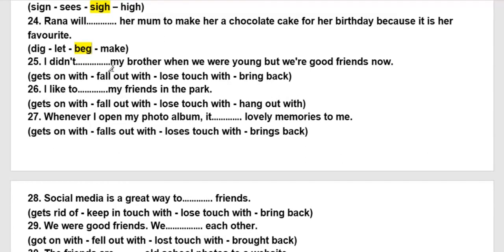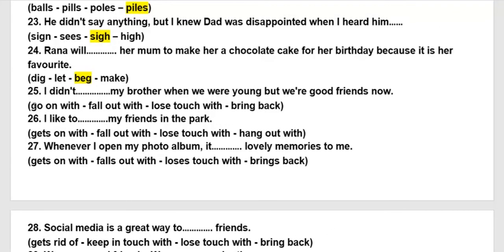I didn't get on with my brother when we were young, but we are good friends now. I didn't, you see here, get on with, or fall out with, lose touch with, or bring back. I wasn't a friend to my brother. I like to hang out with my friends in the park.